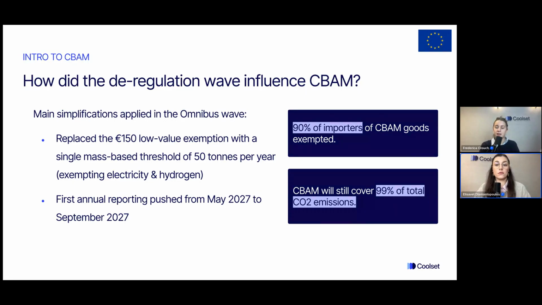And the second simplification is that the first annual reporting was pushed back from May 2027 to September 2027, giving people a little more time to prepare their annual reports, which I will discuss in the next section on timeline.